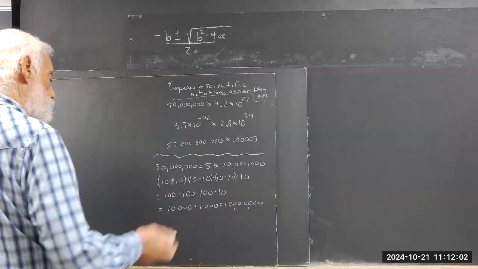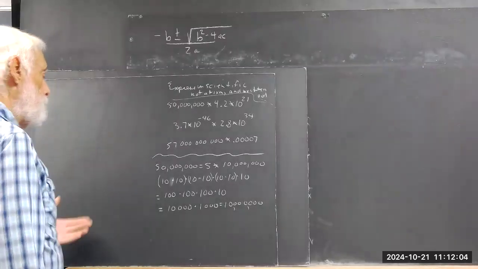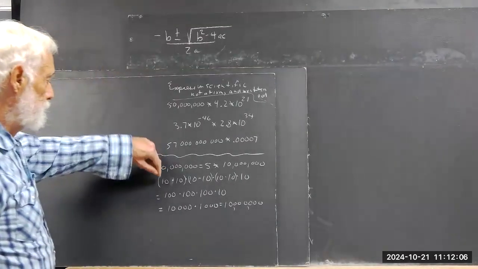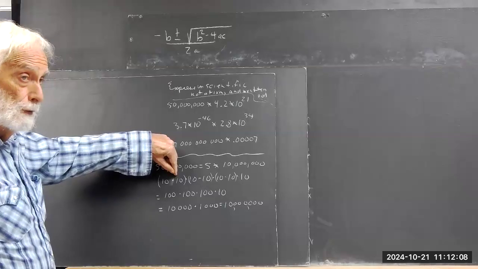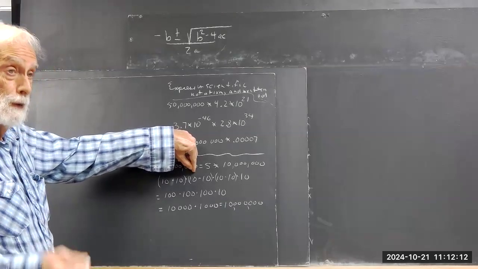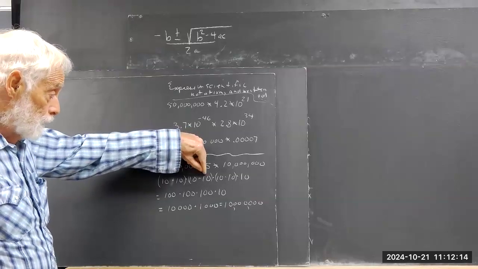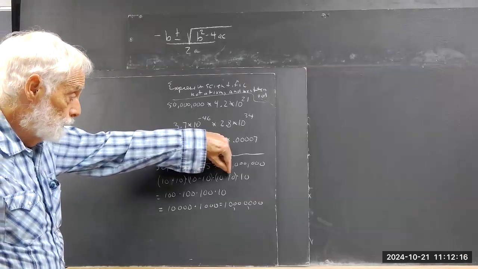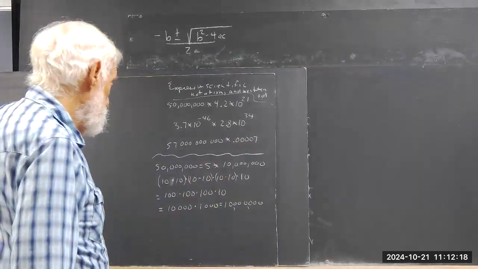You got 3 zeros here, 4 zeros here. Every time you multiply by 10, you start just 10 times 10, that gives you 2 zeros, that's 100. Multiply by another 10, that gives you another zero, that's 1,000. Then 10,000, 100,000, a million, 10 million.